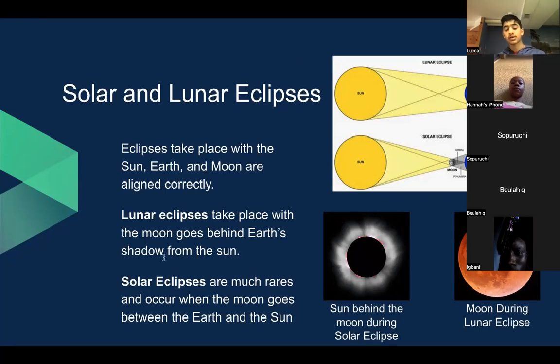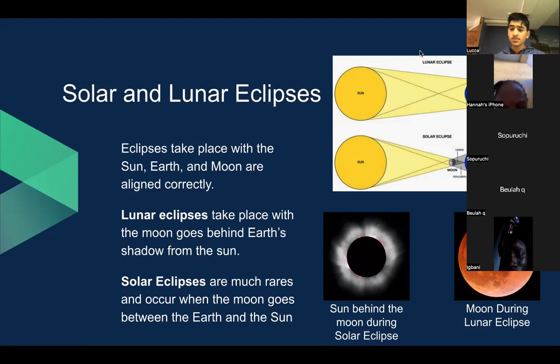So answering the question in the chat: what's a Galilean moon? Galilean moons are 4 of Jupiter's moons that were discovered by Galileo Galilei, an astronomer who lived 400 years ago and created the first telescope. So he was the first person to discover many of these solar system objects.